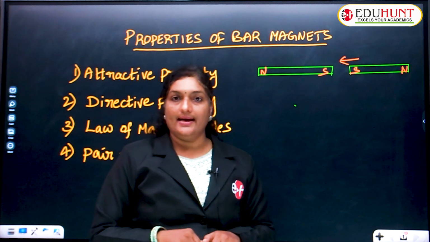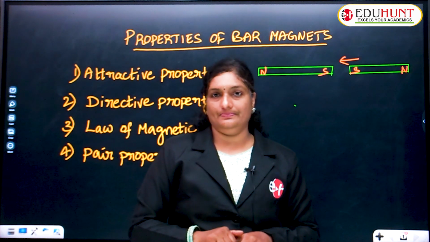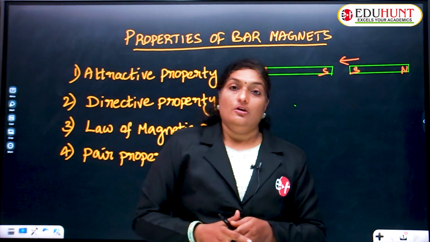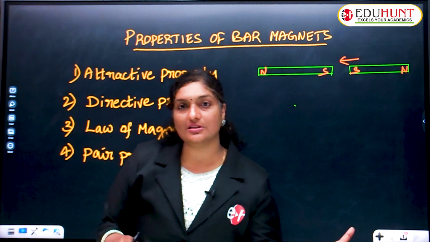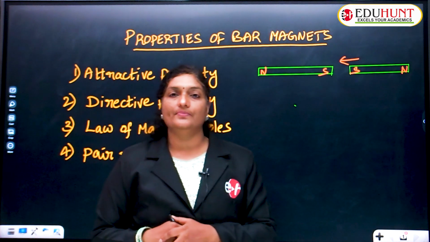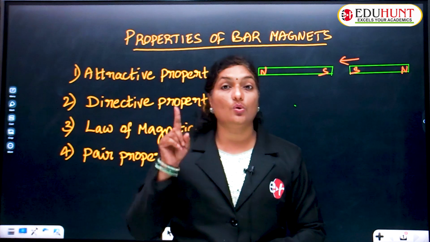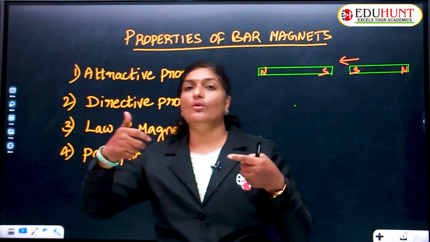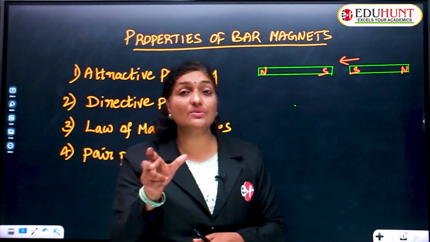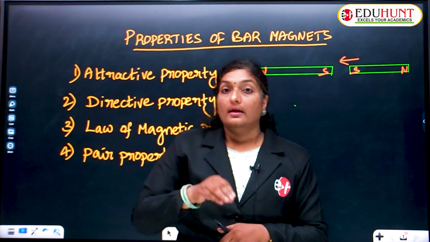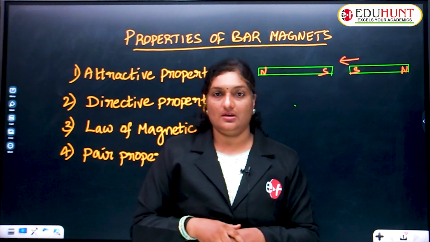So, we can clearly say that repulsion is the sure test of magnetism. Why? Because magnetic materials like iron also get attracted to a magnet, and the opposite pole also gets attracted to a magnet, but only the same type of poles will repel each other. So, with this we can conclude that repulsion is the sure test for magnetization.